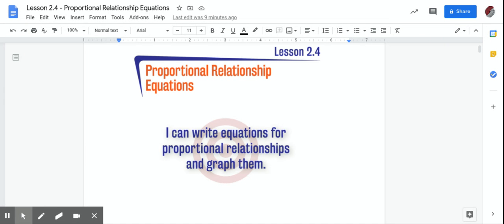Lesson 2.4, Proportional Relationship Equations. I can write equations for proportional relationships and graph them.